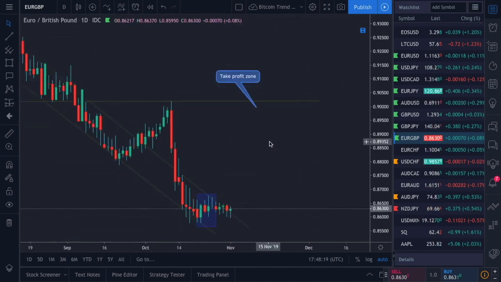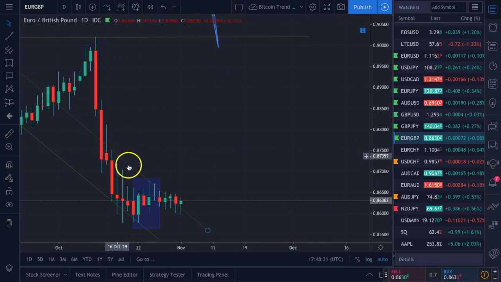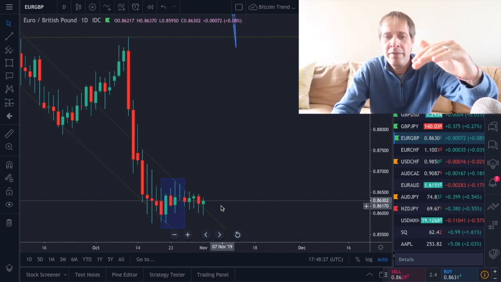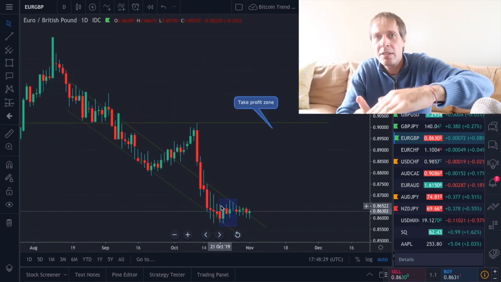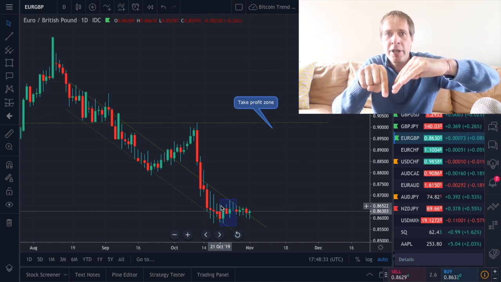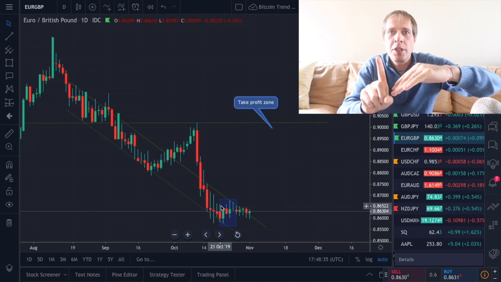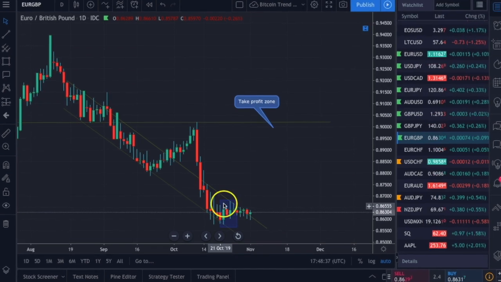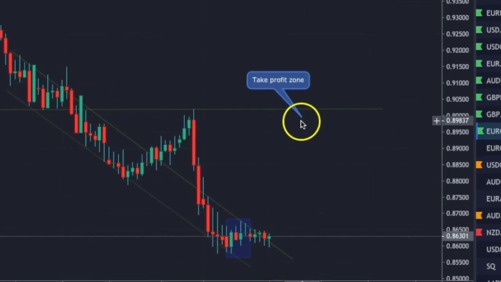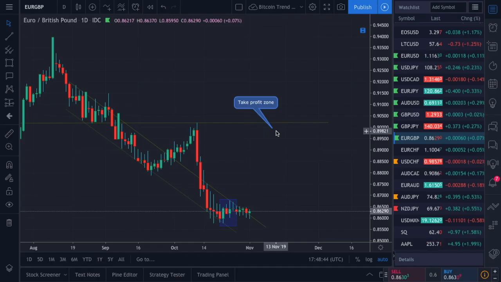I also have it marked as a profit zone because we are above this trend line. And a lot of strong moves do start when you have a descending trend line like this, and when you break above it. Normally there is a test again of that trend line, and if it holds, then usually the move up is far and strong, and there is an enormous bit of profit potential here into this take profit zone. So that's the one to watch.